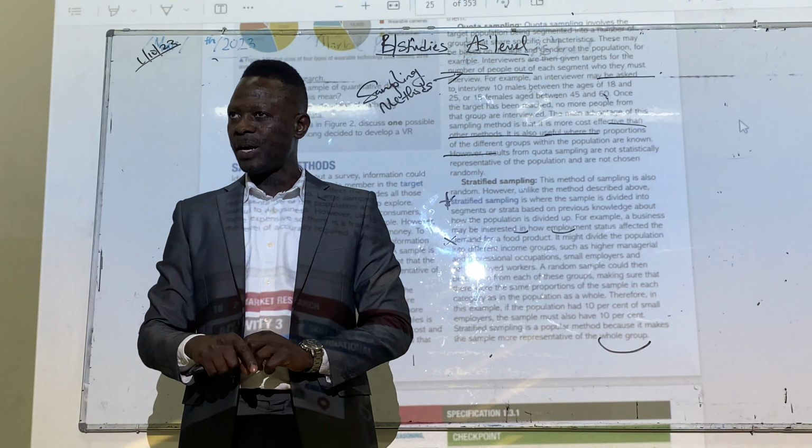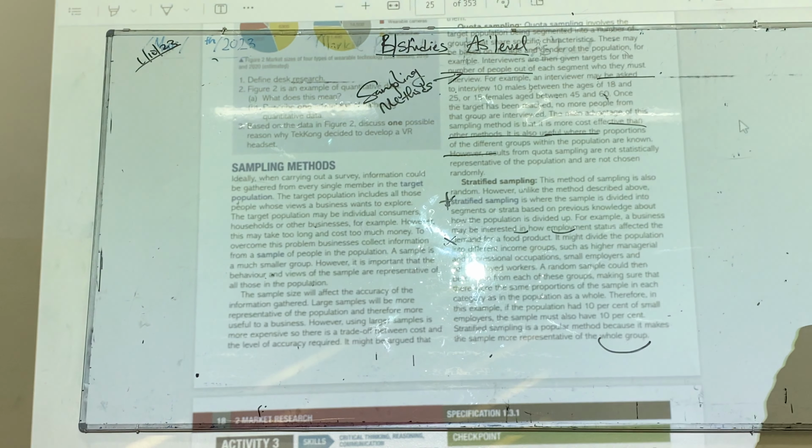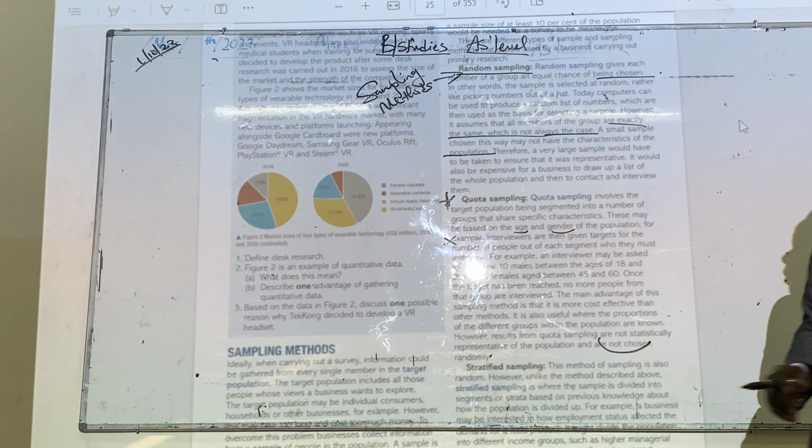Do you understand stratified there? So I'm going to write the three now. So start with random. Please write.